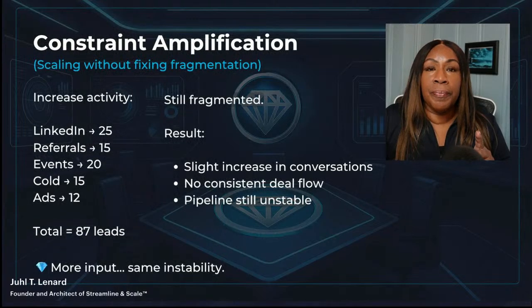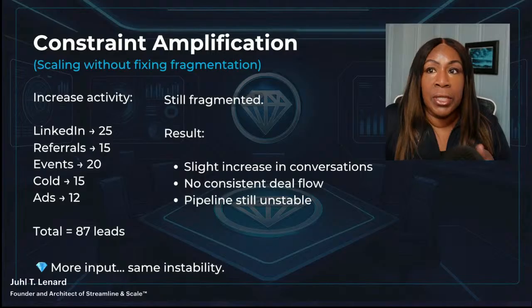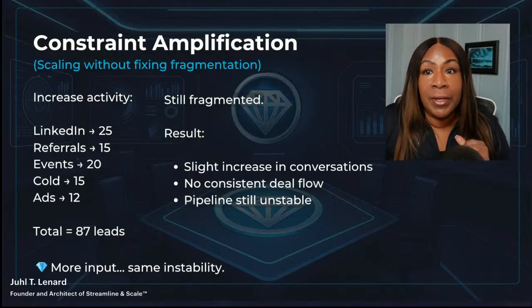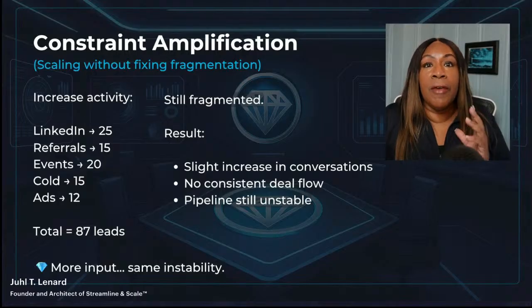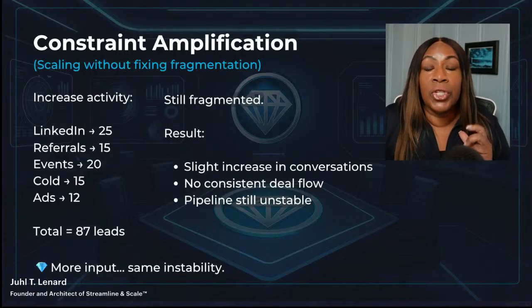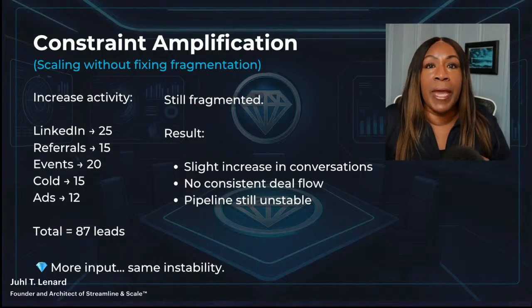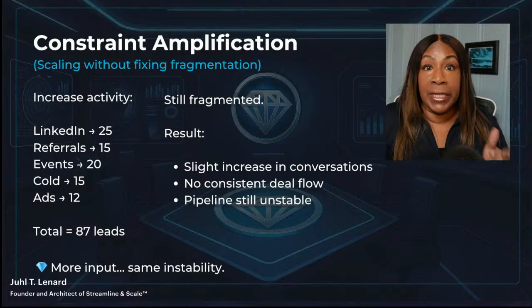So now let's look at what happens when the constraint is amplified. So we scale it, but we don't fix the fragmentation. So we increase activity. Now they have 25 leads coming from LinkedIn, 15 from referrals, 20 from events, 15 cold leads, and 12 from ads, a total of 87 leads.